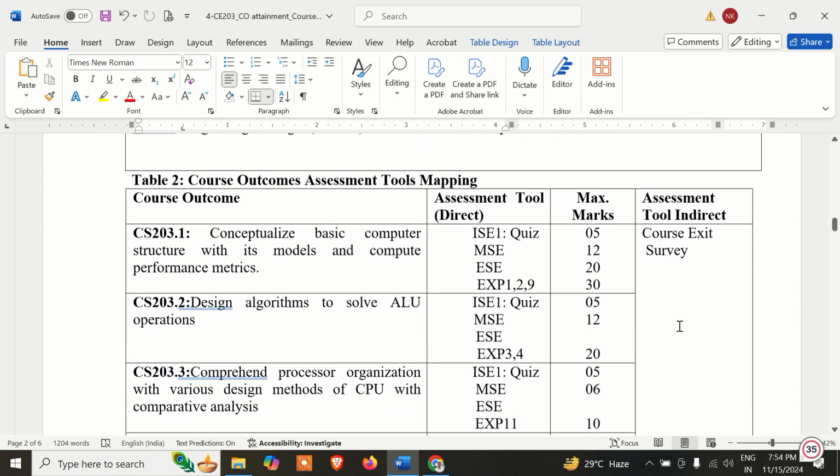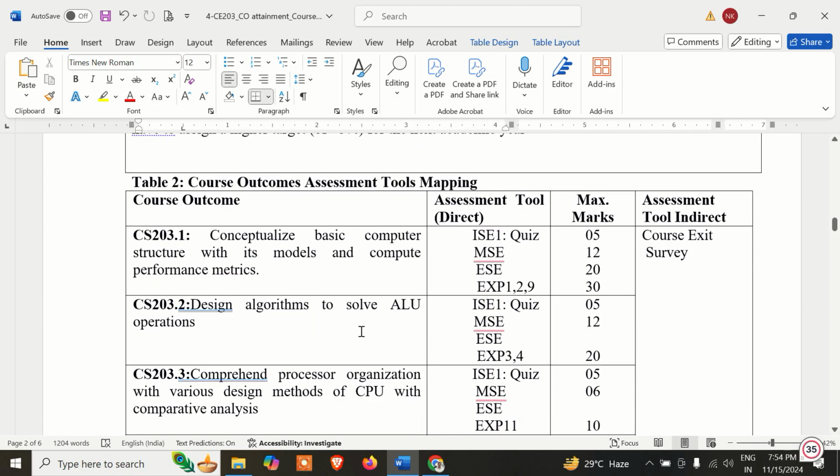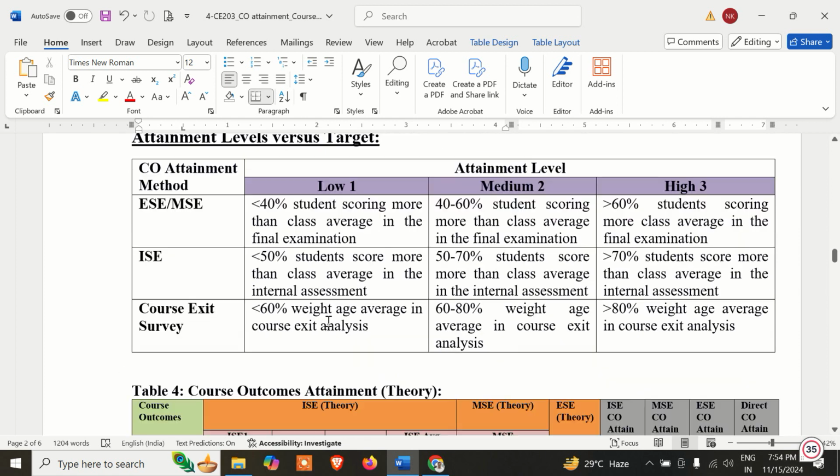Indirect assessment is always a course feedback of CO1 to CO5 at the end of the semester. You are supposed to take the feedback of whether CO1 to CO5, by what percentage, on the scale of 1 to 5, you have achieved.